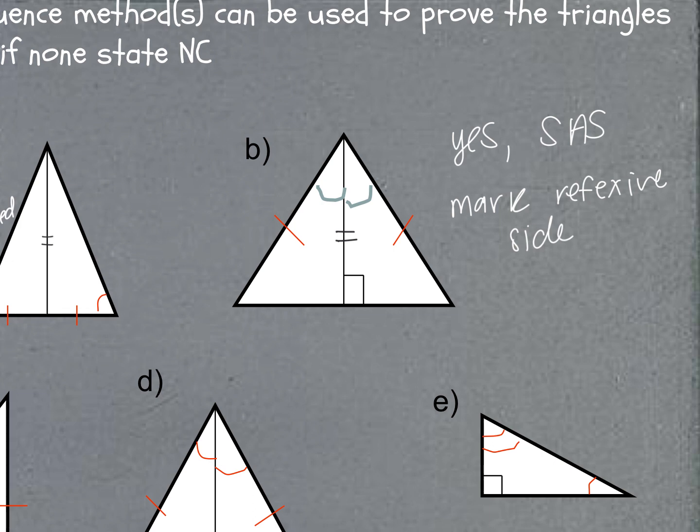Okay, it's reflexive. Again, showing you I have my side, I have my angle, and because they're sharing a side, it's going to be congruent. You cannot assume they're congruent if they're not being shared. They have to share it in order to be congruent. So side, angle, side.